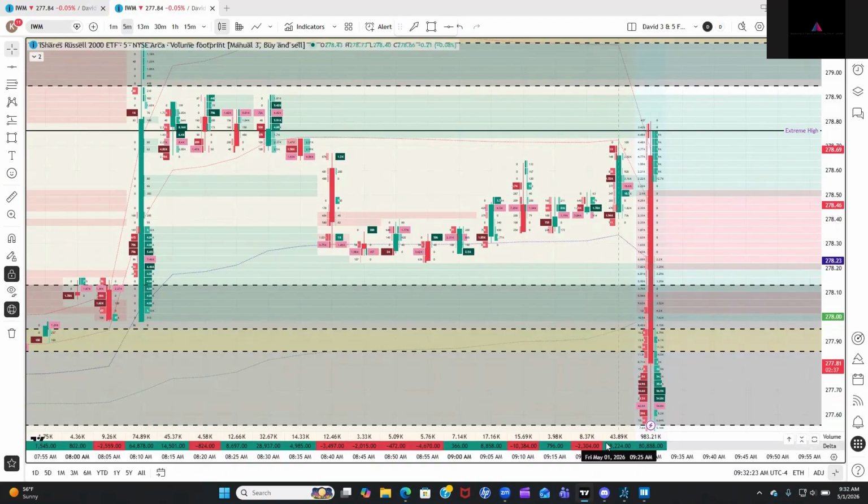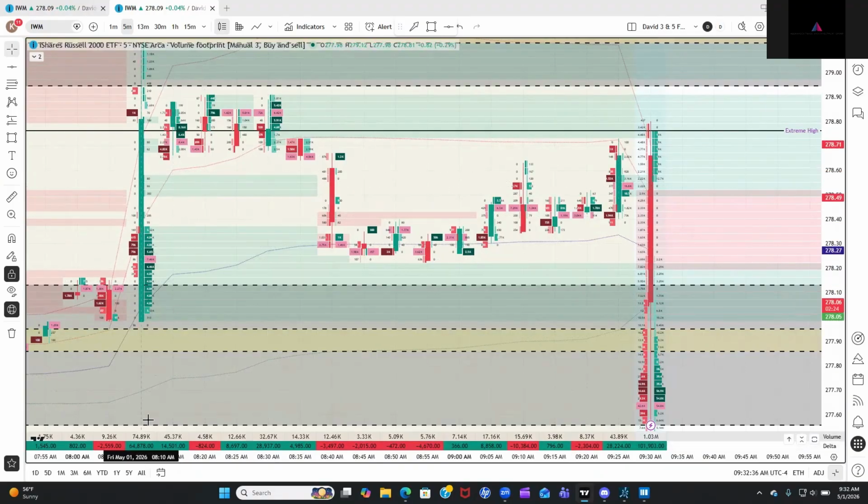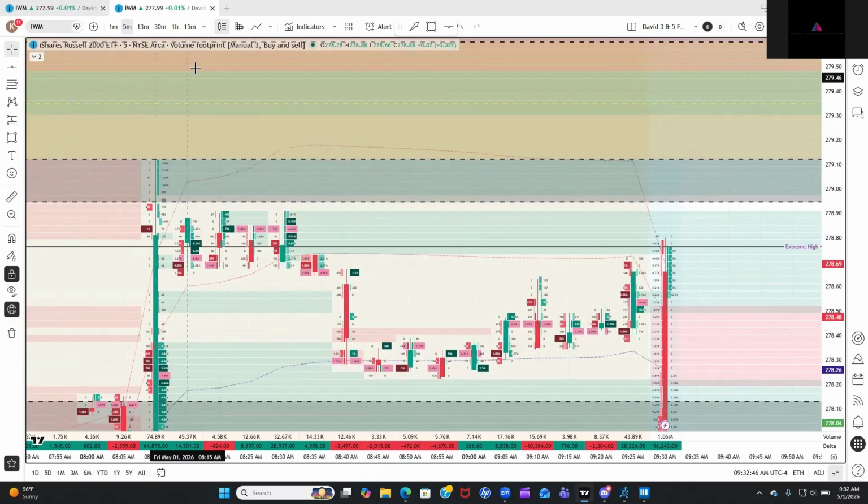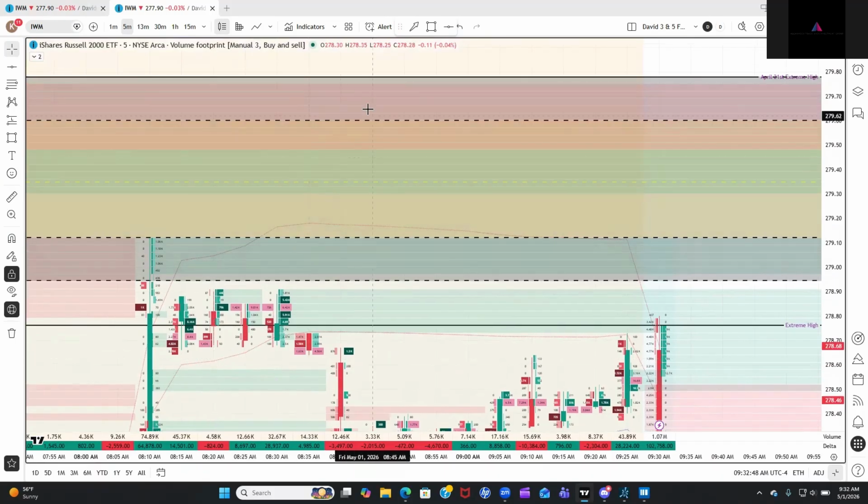28,000 buyers in that candle on 43,000 in volume, right? Much more than the 9:15 candle. That created urgency. Here at 8:10, we had 64,000 buyers at 74,000 in volume, and we still couldn't push the market higher. That was a good sign, right into that area that I marked.